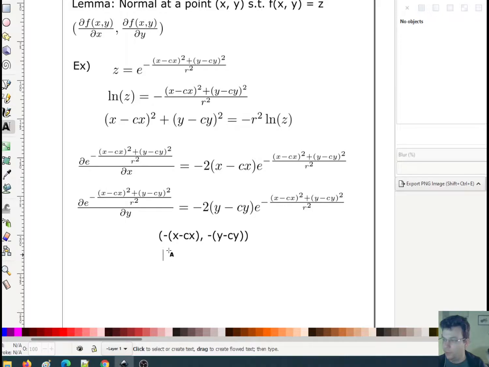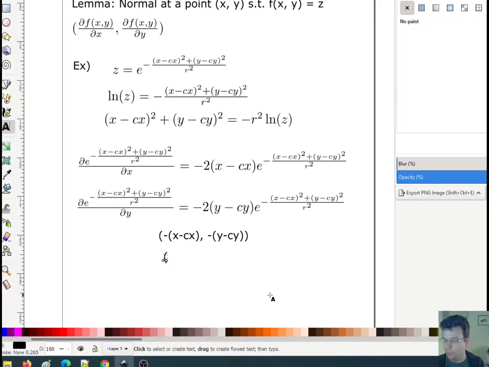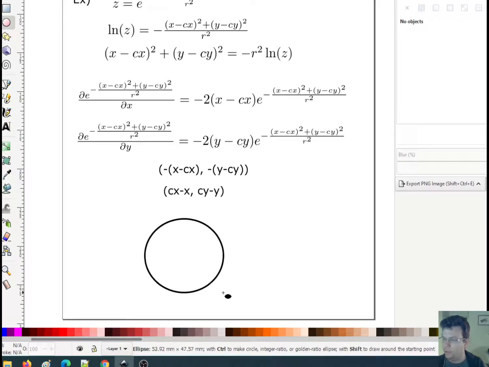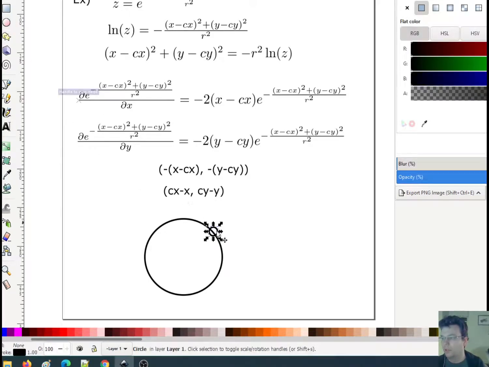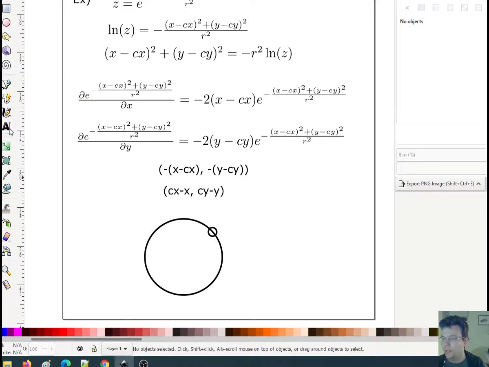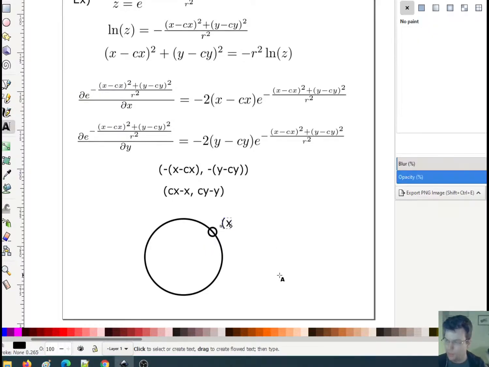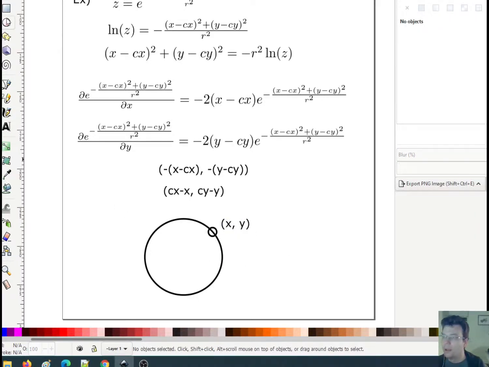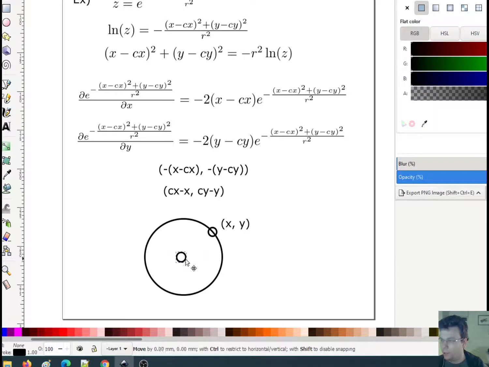Let me simplify that a little bit by distributing the negative. What I find is that I'm saying that the normal is cx minus x, cy minus y. So let me quickly draw this out. As we established, the level sets are perfect circles. So if I pick a point on the level set that actually satisfies the level set condition, we'll say it's xy. And this is a circle that's going to be centered at cx, cy, as we showed.